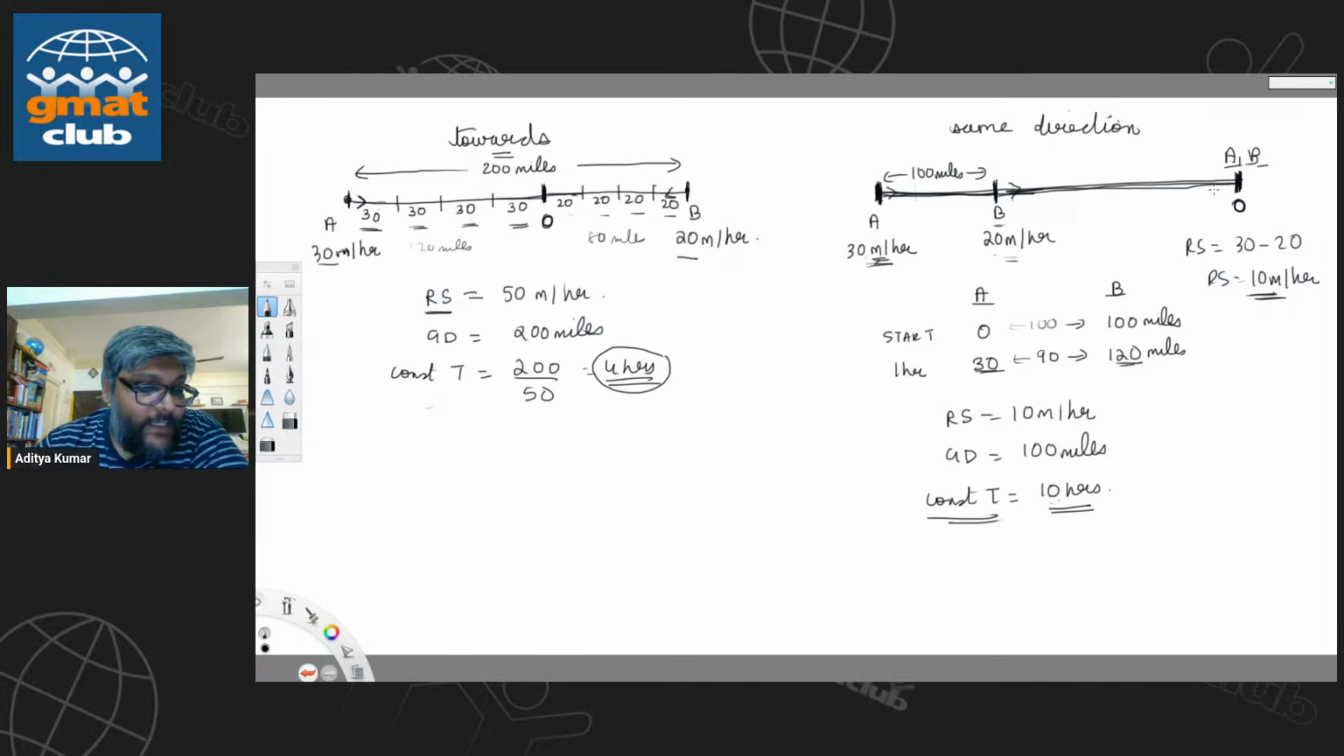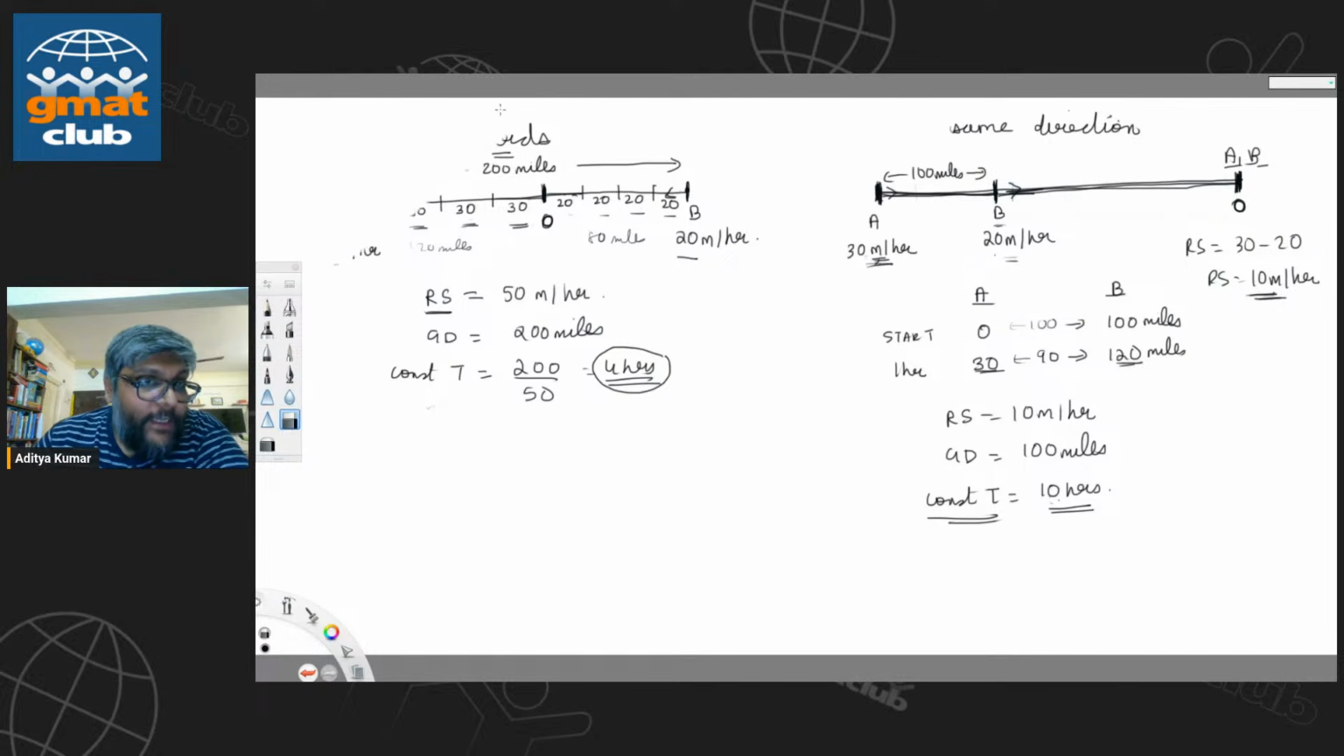Relative speed is the cumulative speed. Simultaneous motion requires direction. Towards means add, same direction means subtract. What does relative speed give me? Constant time that it takes for the two bodies to meet each other at a particular point. From that constant time, I can find everything else.